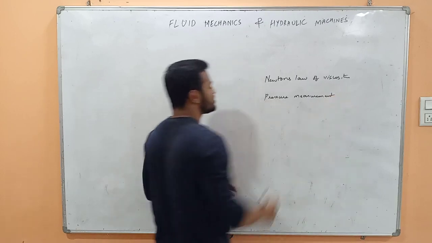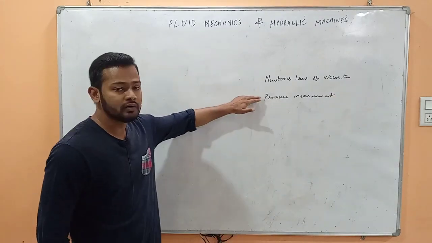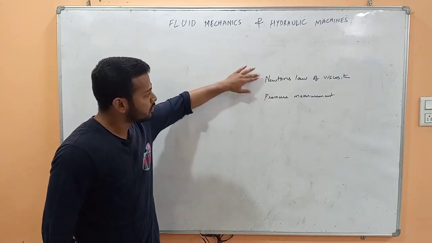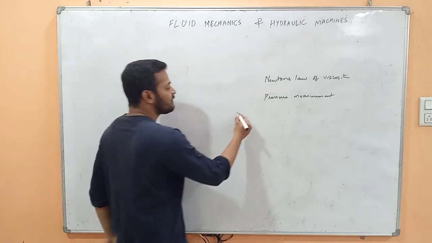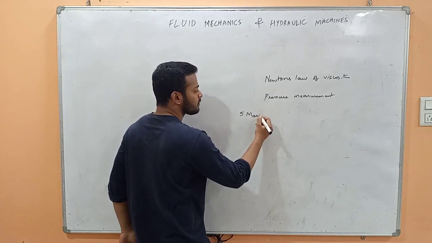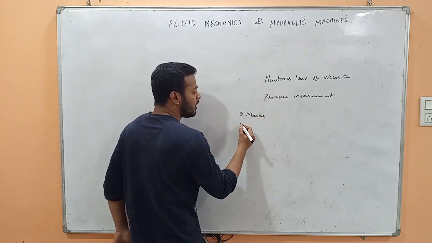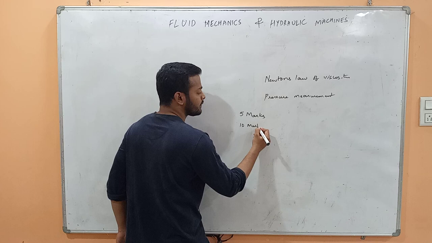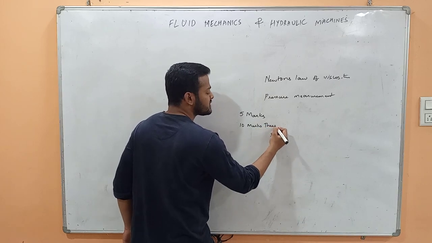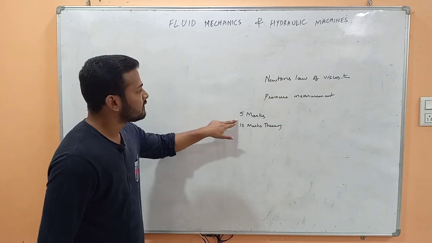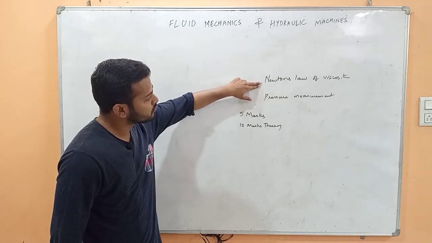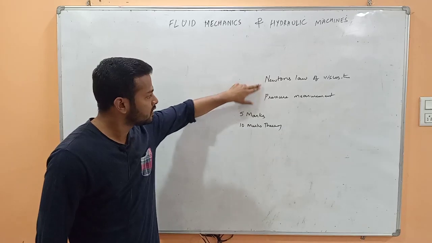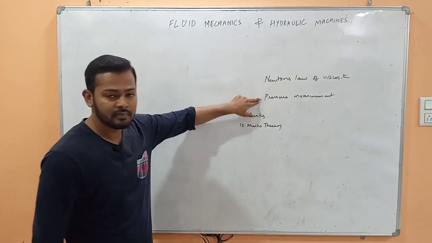So this pressure measurement is the second part of unit 1. Now we are solving problems on Newton's law of viscosity. From unit 1 you can expect one 5 marks problem and 10 marks theory. So this 5 marks problem could be either from these two concepts. It could be a problem from Newton's law of viscosity, or this problem could be from pressure measurement.